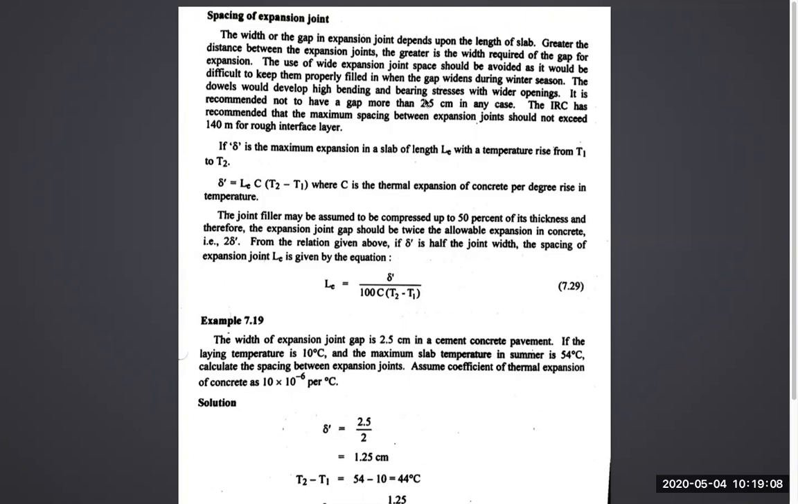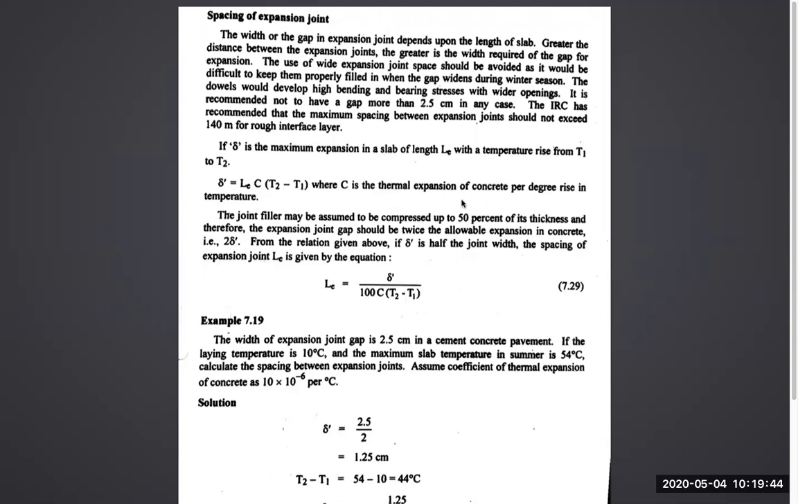Okay. So they have derived this expression for designing the length of one expansion joint to the other expansion joint. If delta is the maximum expansion in the slab for length LE, with temperature rise from T1 to T2, so considering the temperature rise from T1 to T2, L dash is given by LE into C into T2 minus T1. Okay, C is the thermal expansion.